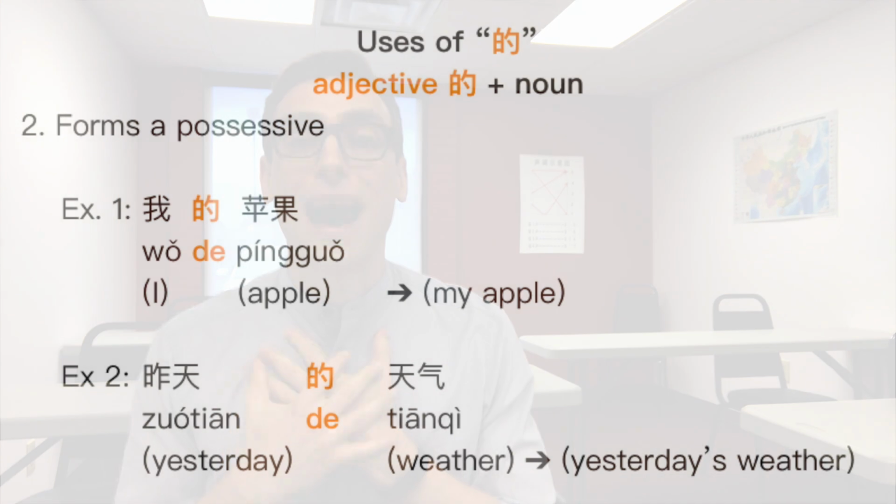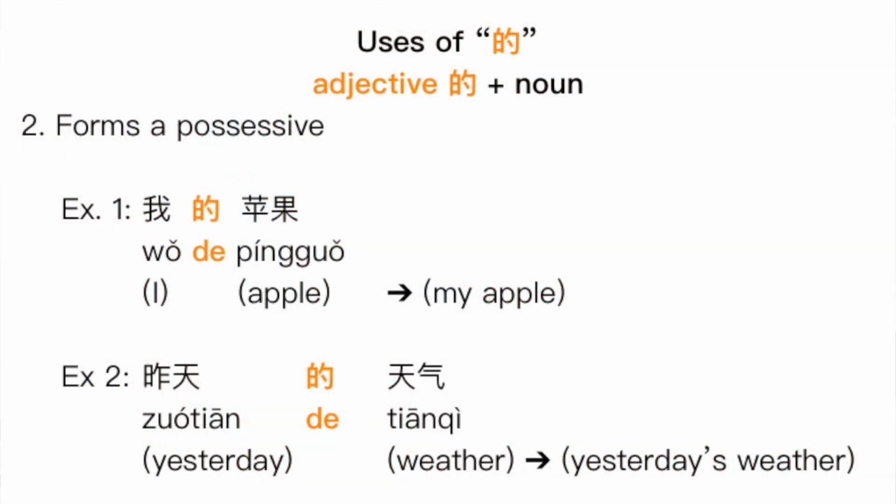There is one more usage of this de that I should mention before we move on. That is how it forms a possessive. So if we take a pronoun, for example, this 我 refers to I or me. With this de, that I becomes my or mine. Okay? So 我的苹果, my apple.